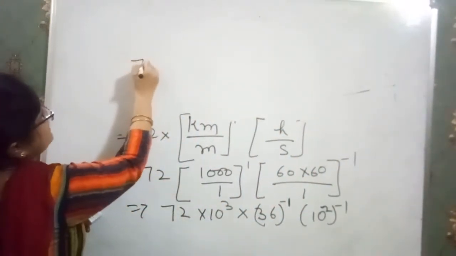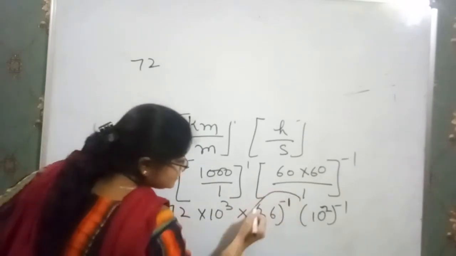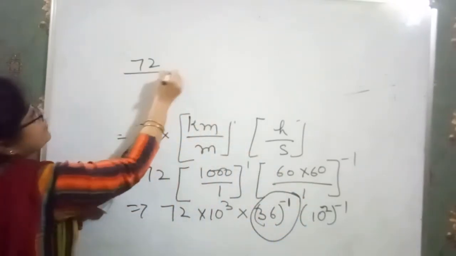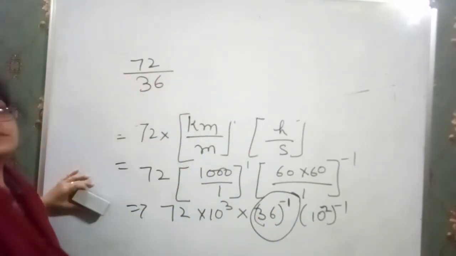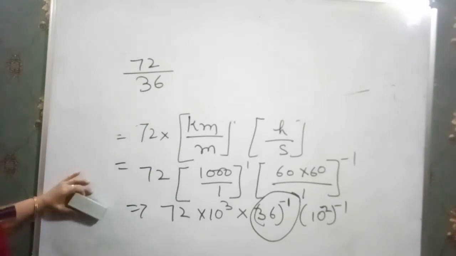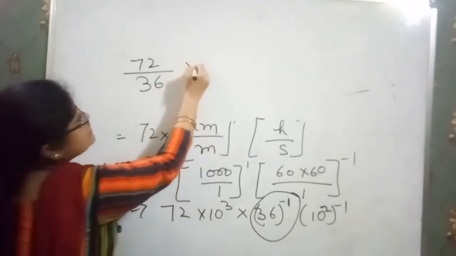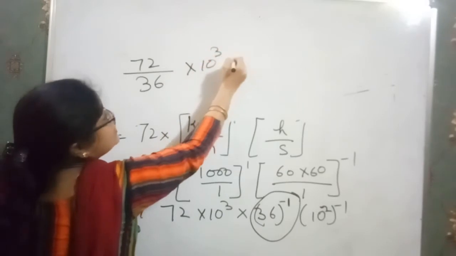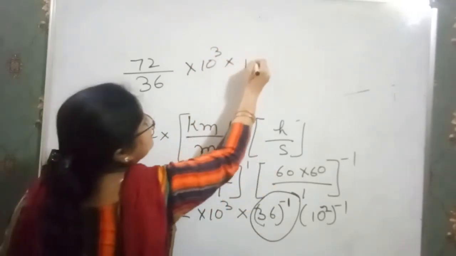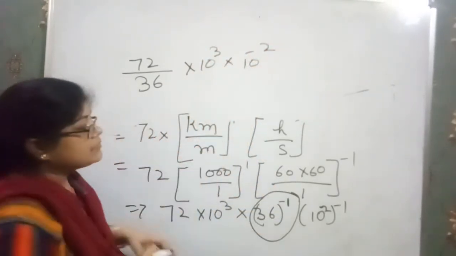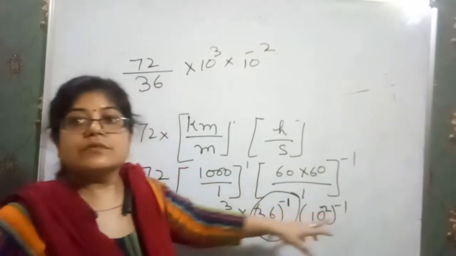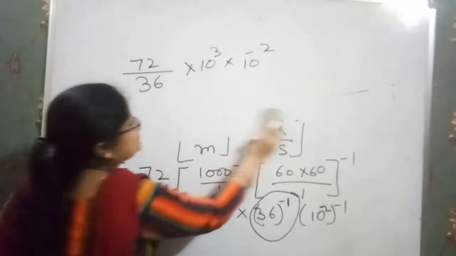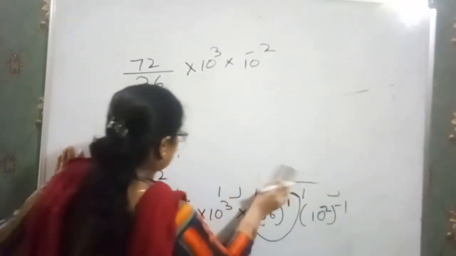Now we have 72. This is 36 to the power minus 1, so we divide it by 36. Clear? Now 10 to the power 3 into 10 to the power minus 2, 3 minus 2 is 1. Now it's very easy to solve that. You can solve it.